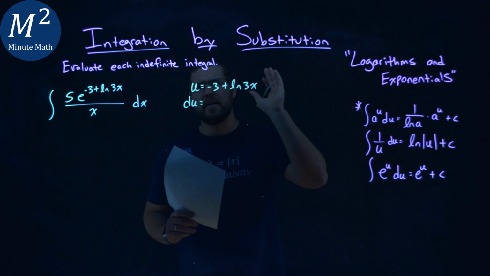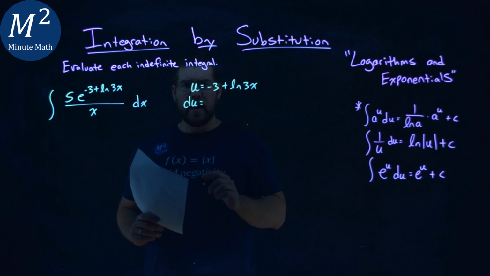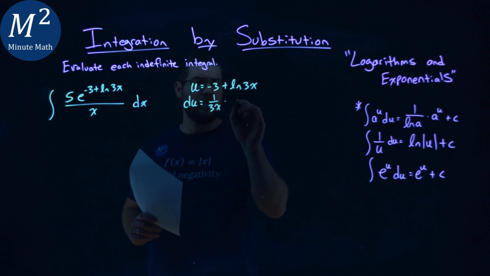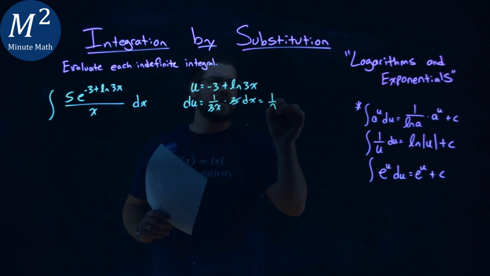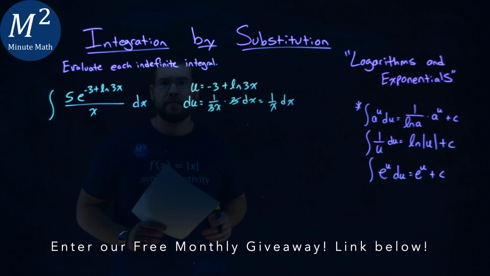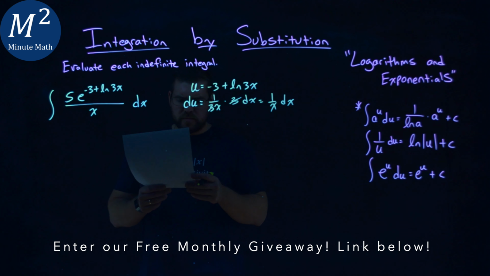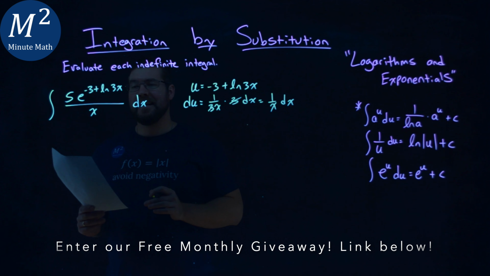Well, derivative of negative 3, nothing, don't worry about it, it's a constant. Well, natural log of 3x is going to be 1 over 3x times the derivative of the inside, which is, well, a 3. And then that's a dx right there. Now notice 3's cancel. So we just have a 1 over x dx. Not too bad. Now from here, what we want to do is see if we can rewrite this in terms of u and a du.